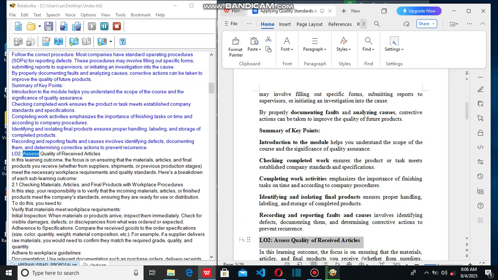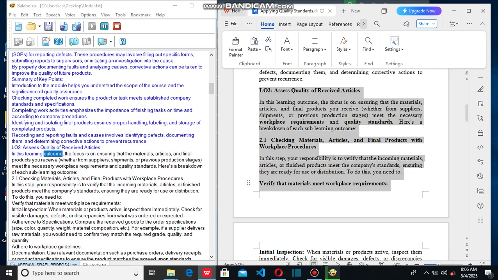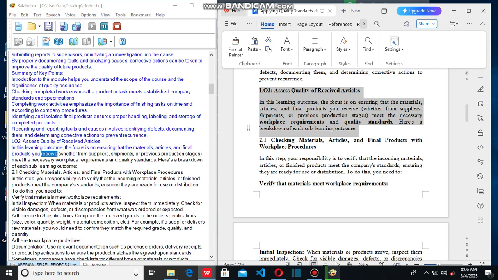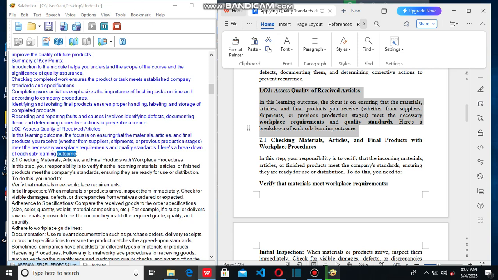Level 2, assess quality of received articles. In this learning outcome, the focus is on ensuring that the materials, articles, and final products you receive, whether from suppliers, shipments, or previous production stages, meet the necessary workplace requirements and quality standards. Here's a breakdown of each sub-learning outcome.